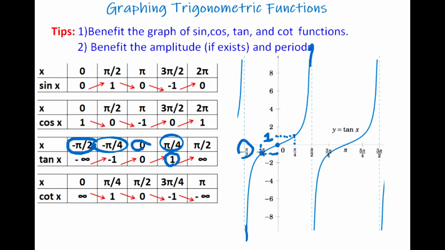Because the period of tangent x is pi, so for every pi value, the function repeats itself. As you can see, it's coming from -infinity, passing from origin, which is 0 actually, and it's going to +infinity. So for every pi value, the function repeats itself.